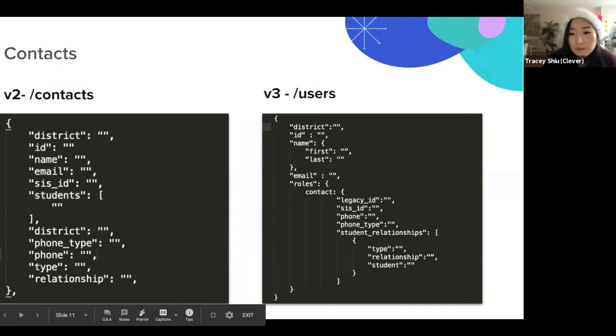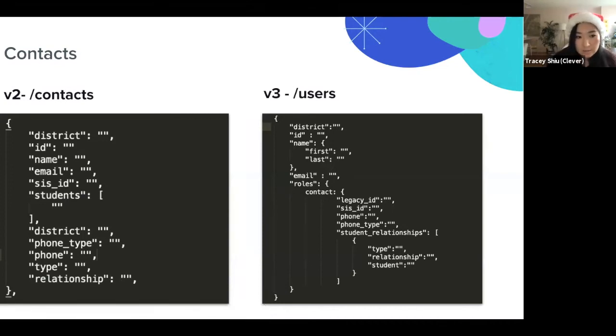So here are examples of how contact data is surfaced in v2 and v3. Previously, contacts were in a separate endpoint and could only account for a single relationship. If a user was a parent to two children, they would show up as two separate contacts within Clever with two IDs. And now with this migration towards a user-forward API, contacts can have multiple student relationships while preserving their one Clever ID. Each instance of this user will be listed as a contact within Clever.